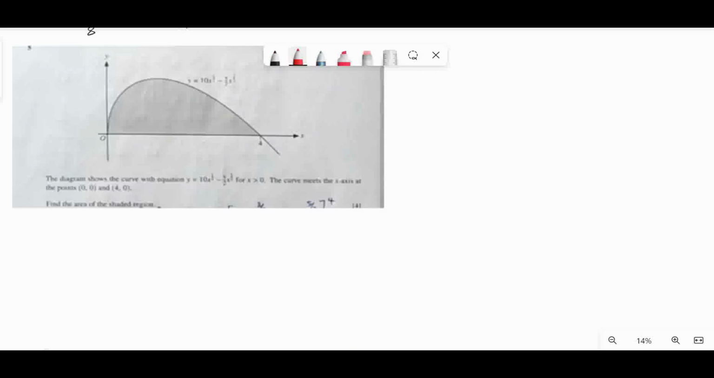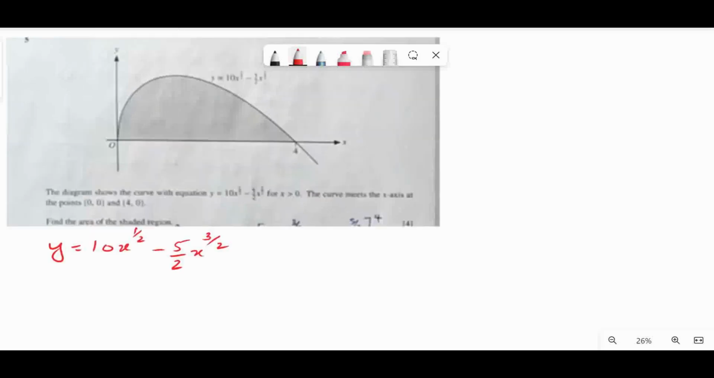So the equation of the curve is, let me write it over here so it must be clear to all of you, that y is equal to 10x^(1/2) minus 5/2 x^(3/2). This is the equation of the curve where x is greater than 0 and the curve meets the x-axis at the points (0, 0) and (4, 0). Find the area of the shaded region.